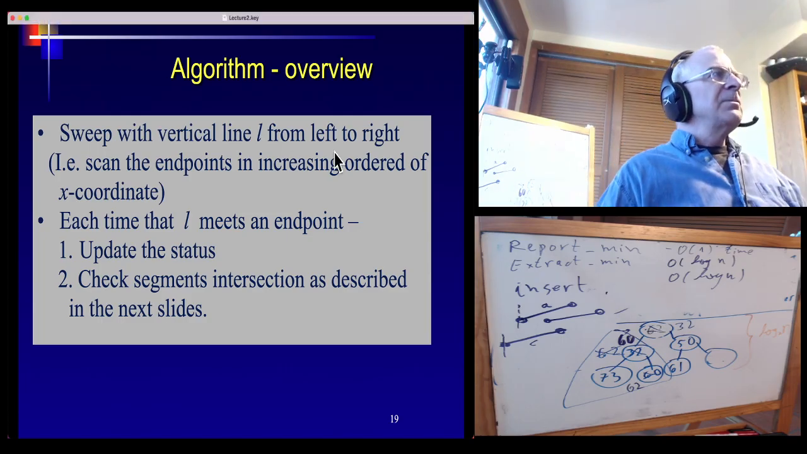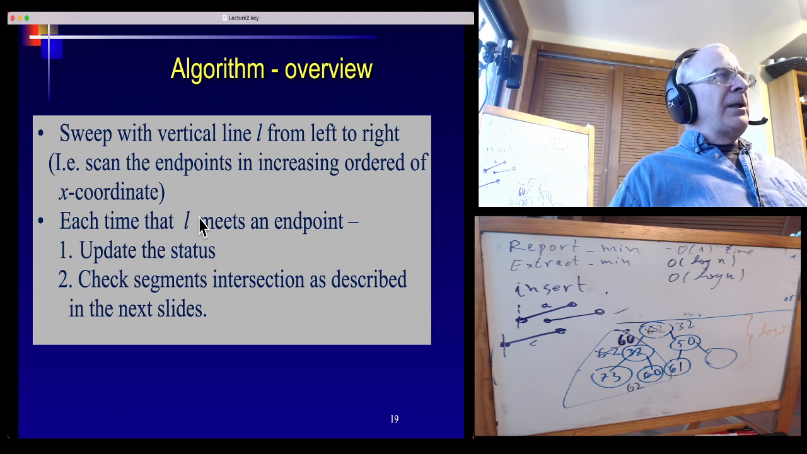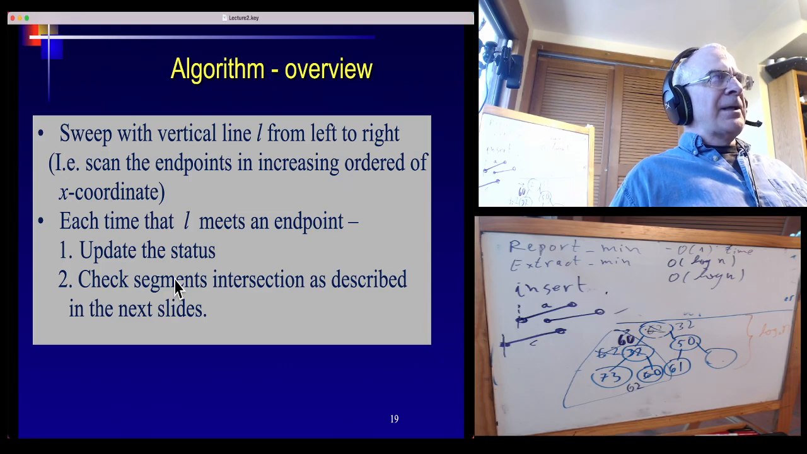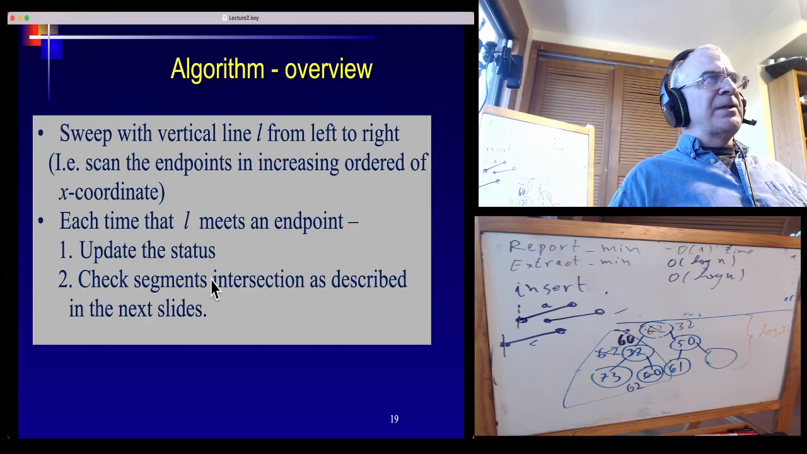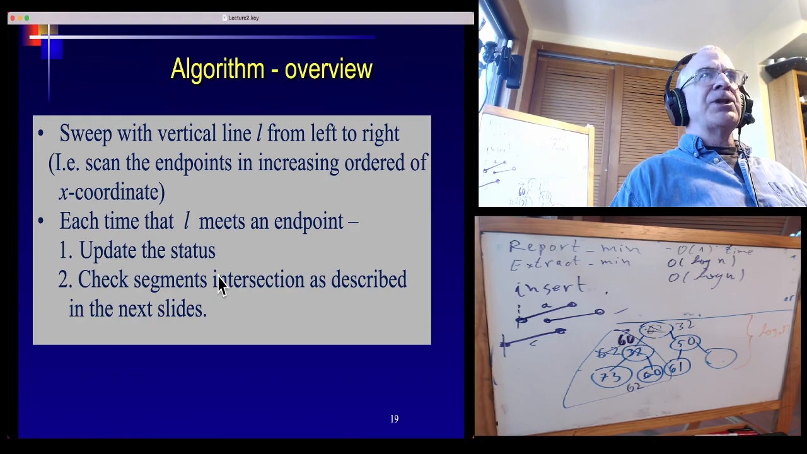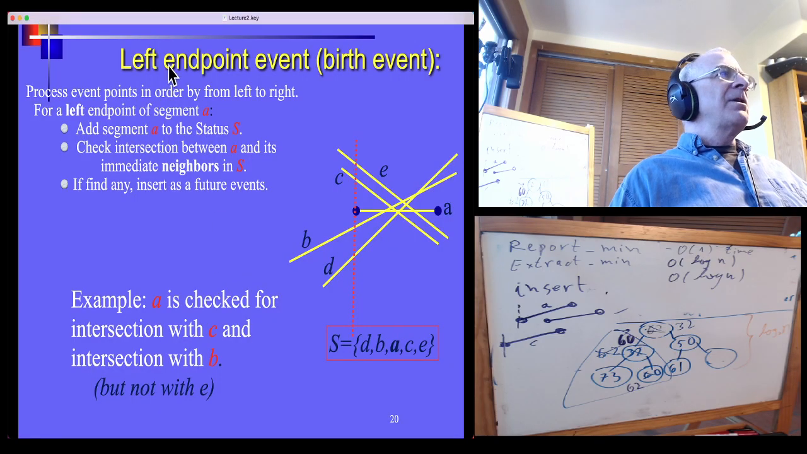Okay. Highlight of the algorithm: sweep a vertical line L from left to right, and each time that L meets an endpoint, update the status. And here is a new thing: check segment intersections. But I want to be careful about which segments I am going to check, who is intersecting whom. So the checking for segment intersection is the heart of the algorithm. Let's see how I handle the birth event.